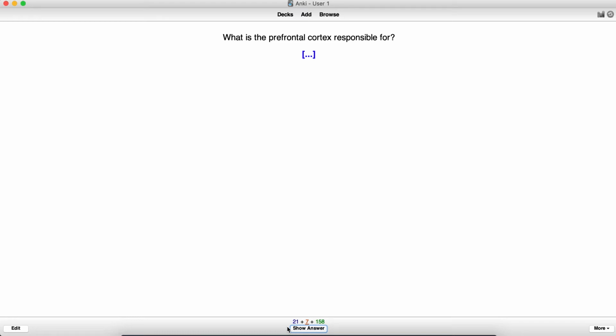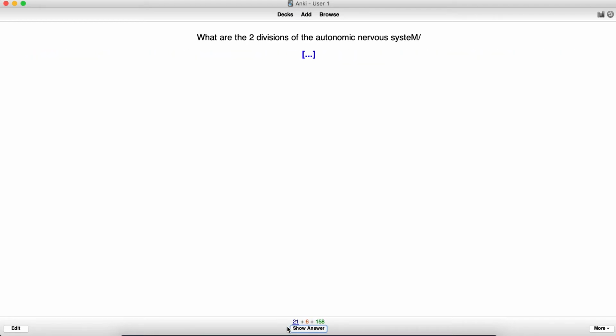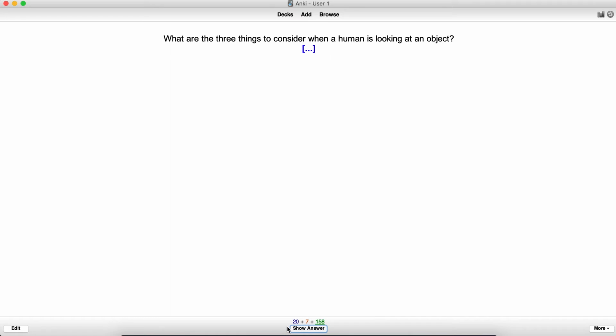What is the prefrontal cortex responsible for? Executive control, decision making, and how you act in social situations. It's very developed from birth. What are the two divisions of the autonomic nervous system? There is the parasympathetic nervous system and the sympathetic nervous system. Parasympathetic is rest and digest, while sympathetic is fight or flight. What are the three things to consider when a human is looking at an object? Consider its color, form, and motion.